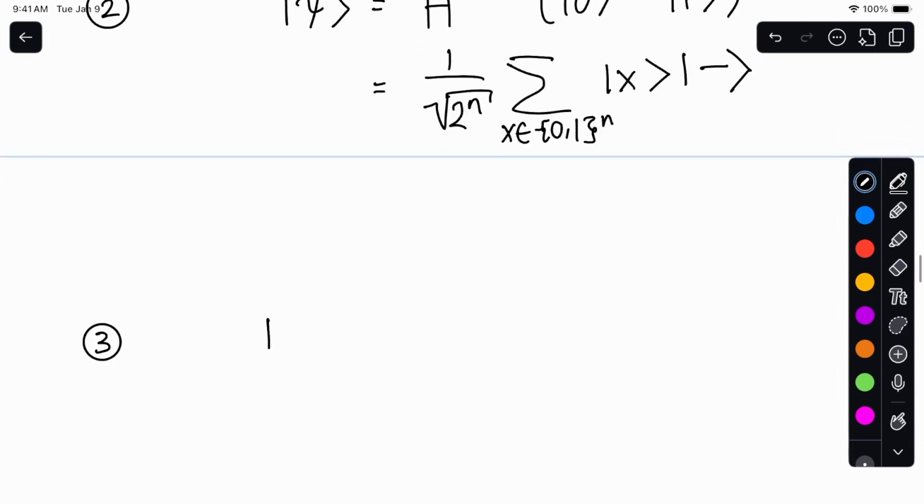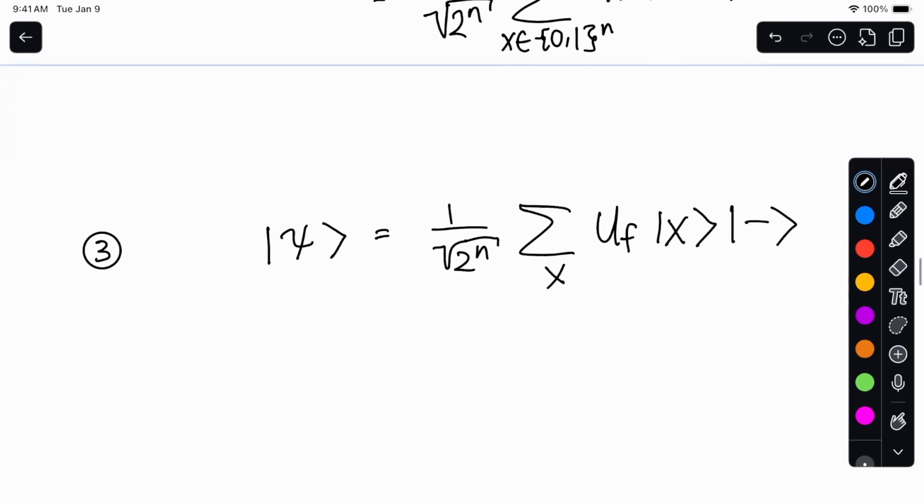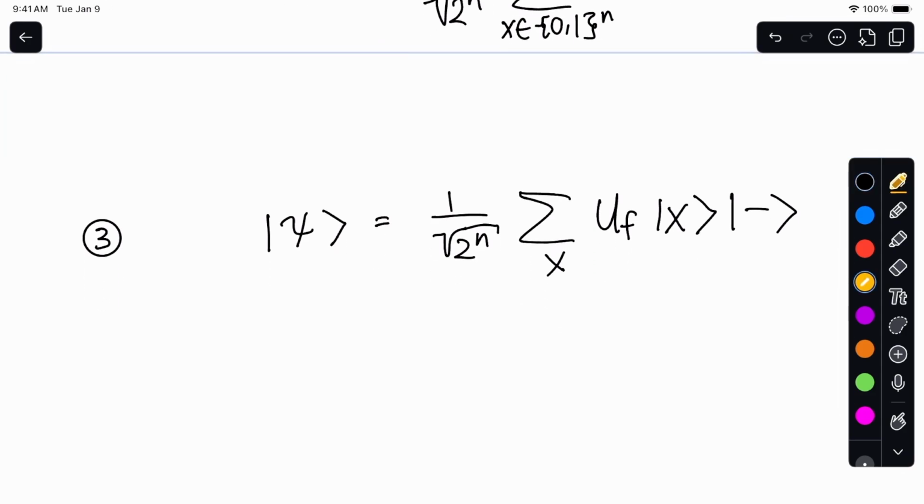Now at this third point in the circuit, we've applied the unitary. So let's take a look at that. So we have our same thing from before, but now we have our unitary acting on x and minus. And I can bring this unitary inside the sum because all of this is linear. So you can just distribute the unitary inside. So now we can just apply the action of the unitary, which we can do because we can break this up into something a little bit easier.